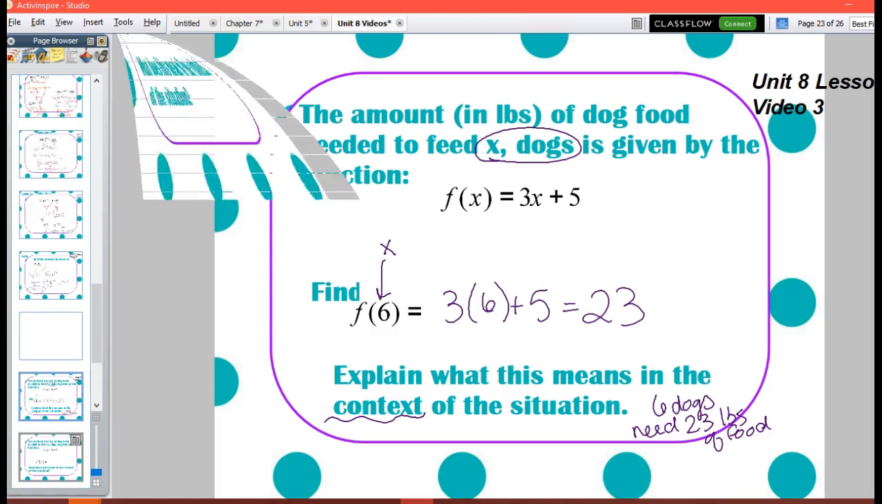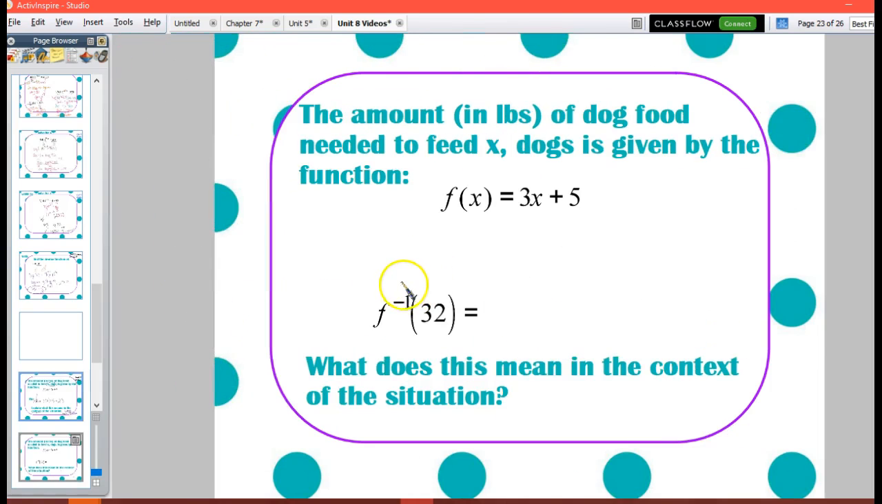Now, they're going to give us an f inverse of 32. So remember, the inverse is kind of like the reverse or the opposite. So when X used to stand for dogs, since X was dogs and Y was pounds of food, if you're doing the inverse, it's going to be backwards. The X and Y switch, remember? So Y will be dogs if you would have an equation, and X would be pounds of food. So in this case, think about it, 32 would be a lot of dogs. And since we're using the inverse, they're saying work backwards.